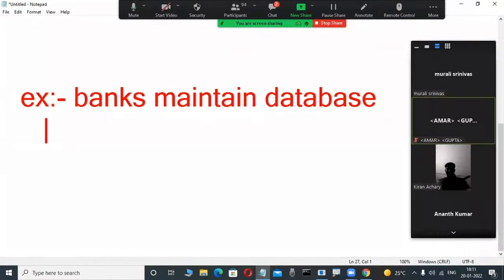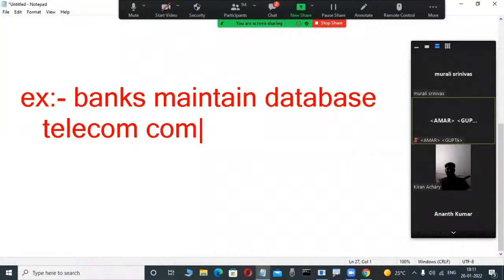Suppose telecom companies. So many examples are there, just roughly here for easy understanding. Telecom companies maintain databases. Suppose you make a call to your friend or anything. Those call details will be stored in a database.